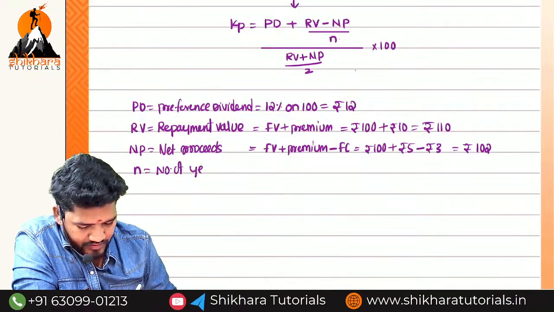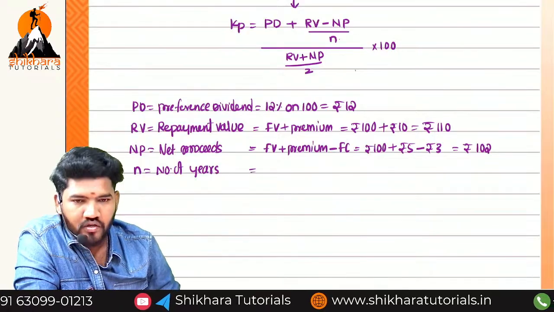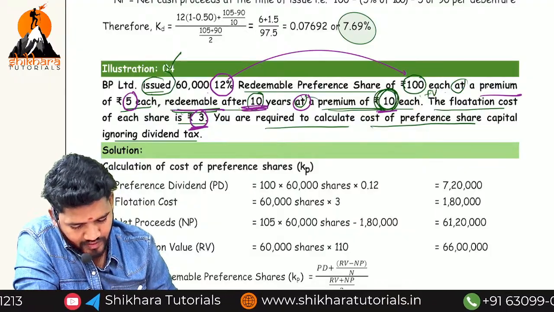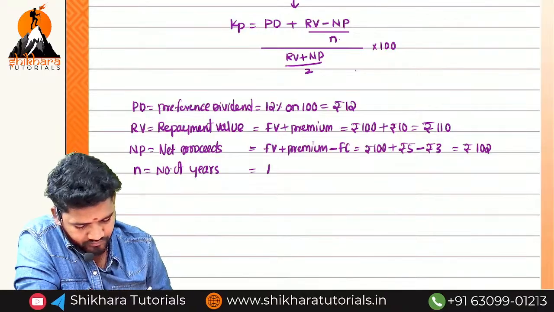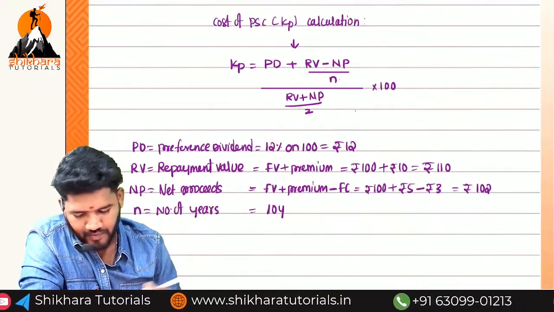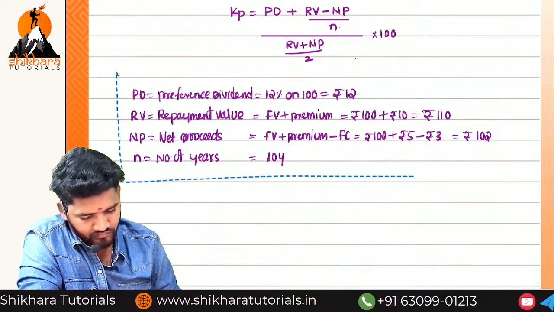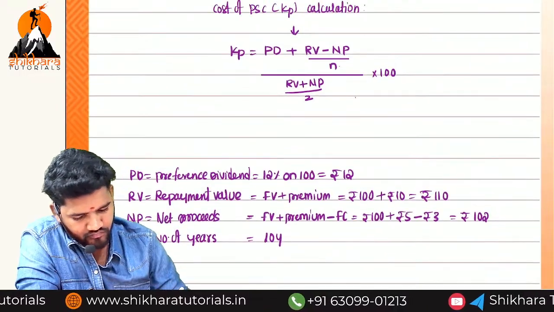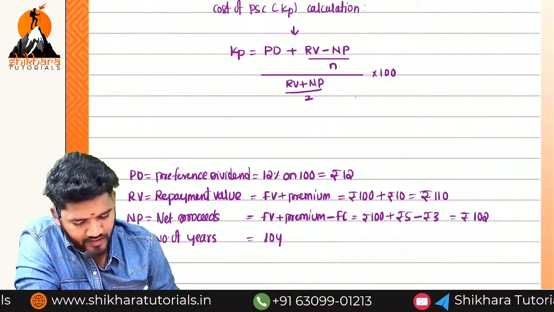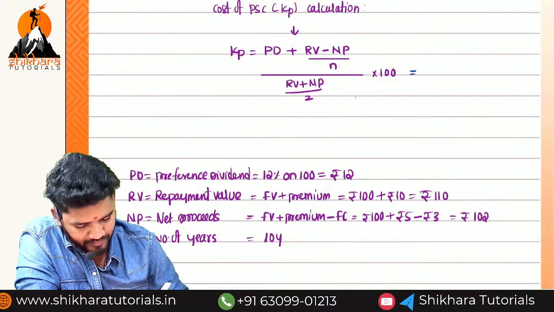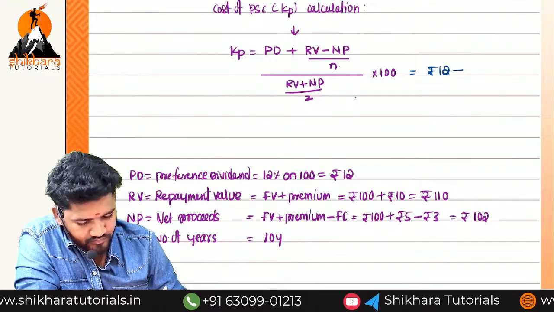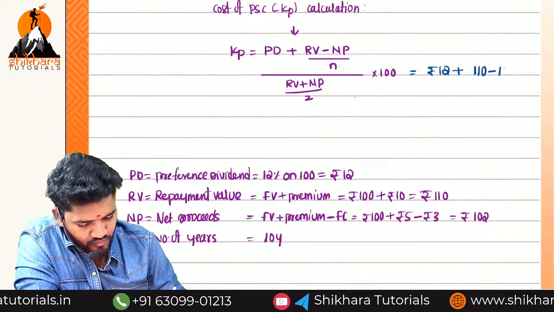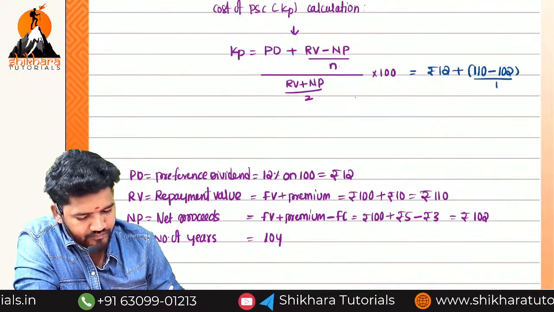Next, n, number of years. Number of years, how much? 10 years. Okay, substitute in the formula. I said already, please calculate slowly, step by step. 12. Repayment value, how much? 110 minus 102, by 10.